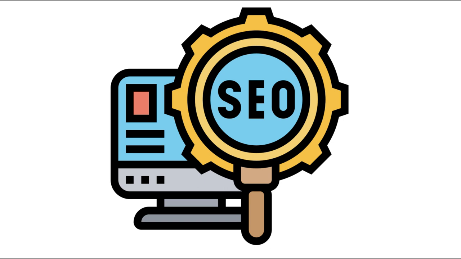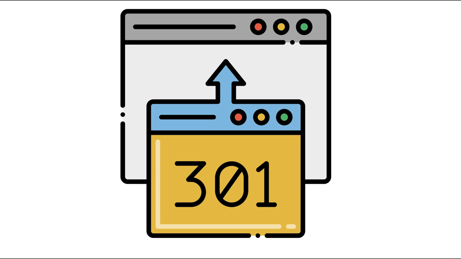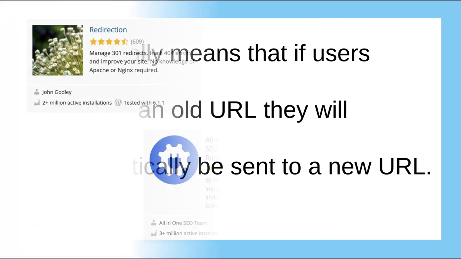Before we end off, there is one last consideration. If you were concerned about SEO, it is advised to set up 301 redirects. A 301 redirect indicates to search engines that a page has been moved permanently. It basically means that if users request an old URL, they will automatically be sent to a new URL.